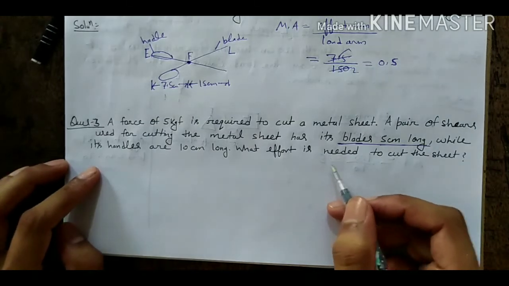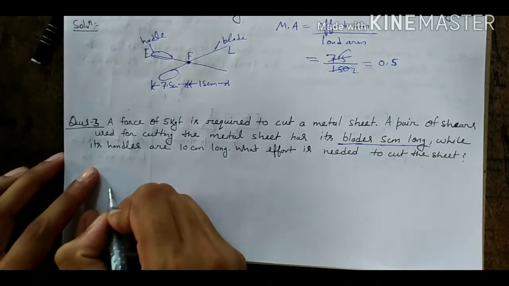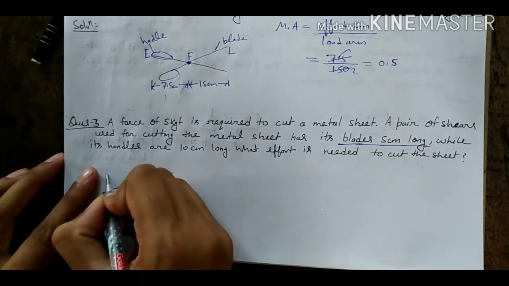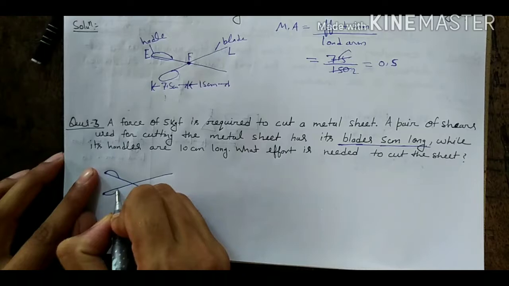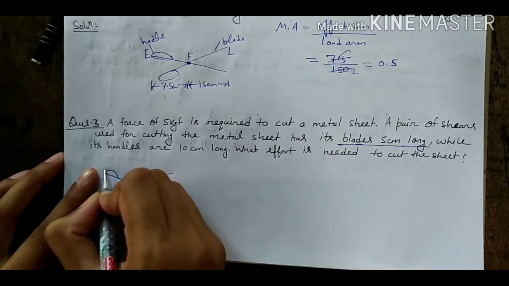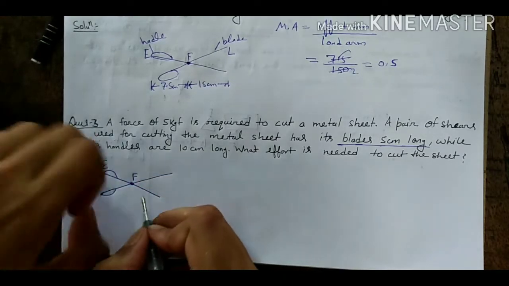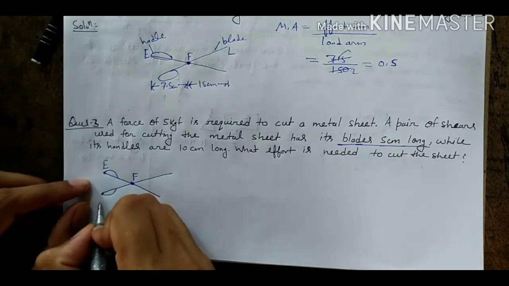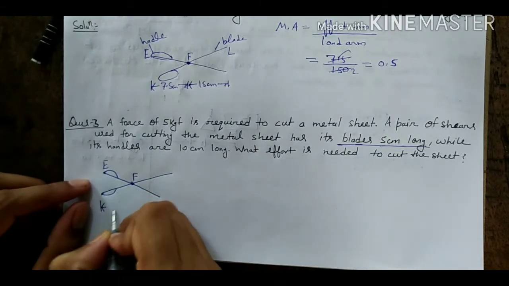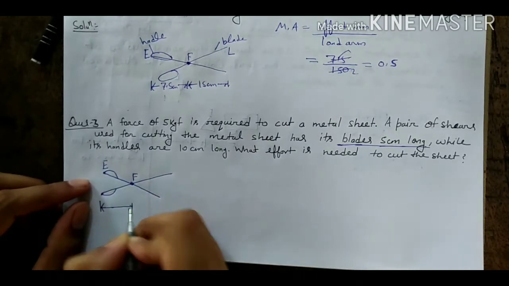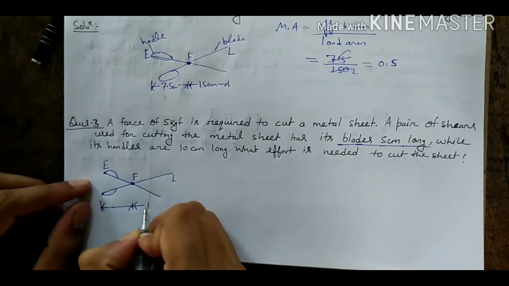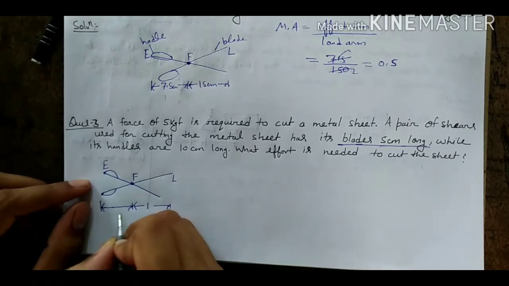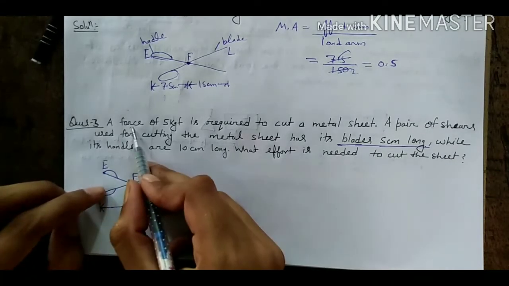It means, students, in this type of question, first we will make a scissor. This is a scissor. This is the fulcrum. Here we are applying the effort, we are applying a force. It means this is the effort point. The distance from the effort to fulcrum is known as the effort arm, and the distance from fulcrum to load is known as the load arm.